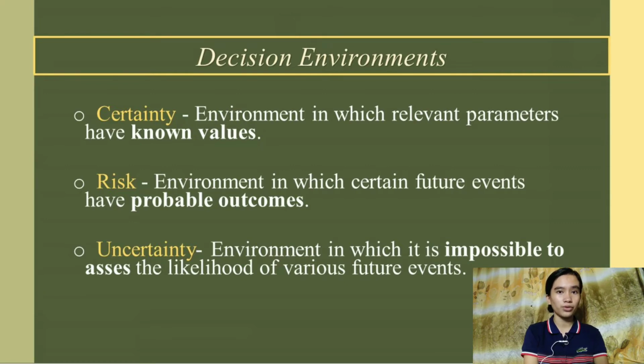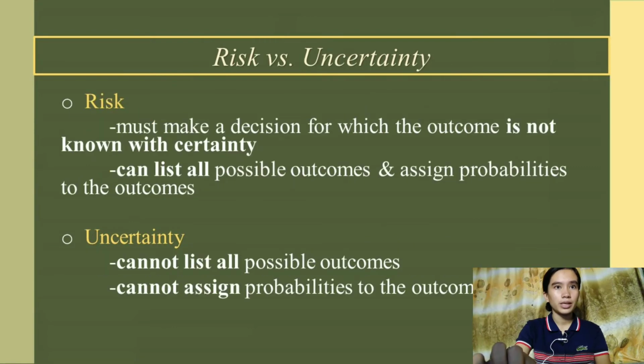So next is the uncertainty, wherein it is an environment in which it is impossible to assess the likelihood of various future events. So impossible daw. So the best example of this will be investment in shares with two fetching results in 2 years, which is impossible. So next is the difference between the risk and uncertainty.